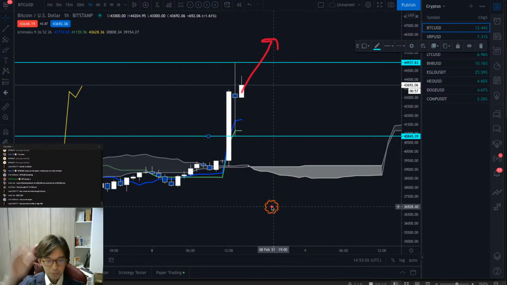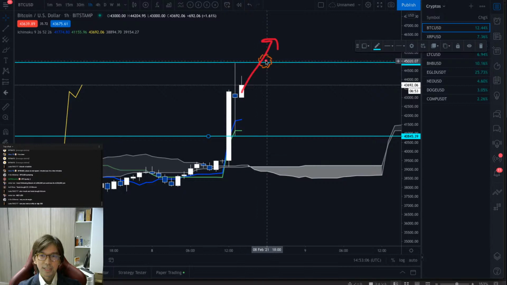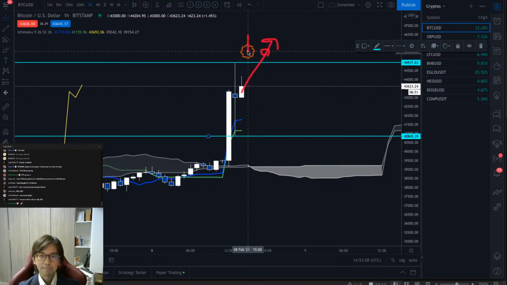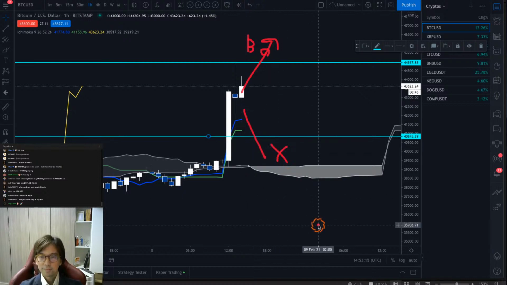This one is uptrending on the daily chart, so if the market breaks upwards, then I will look for a buy. If it breaks down this way, then I won't take any trades. So if it breaks 44,937, then that will be a buy for me.